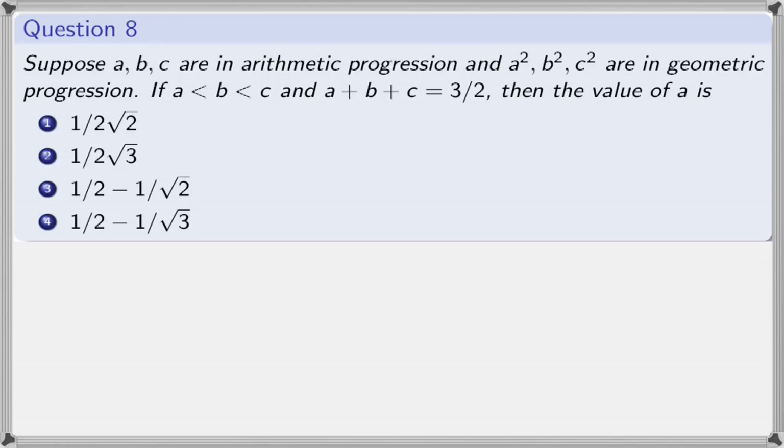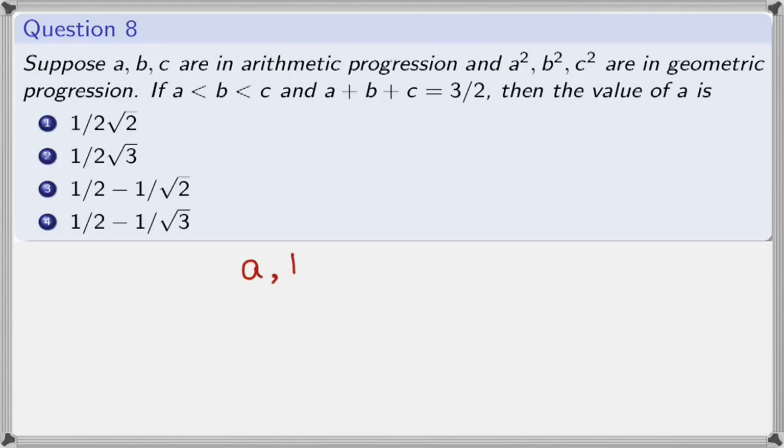Let A, B and C be in an arithmetic progression and A square, B square, C square be in a geometric progression. If A is strictly less than B and B is strictly less than C, with A plus B plus C equal to 3 by 2, then we shall find out the value of A.